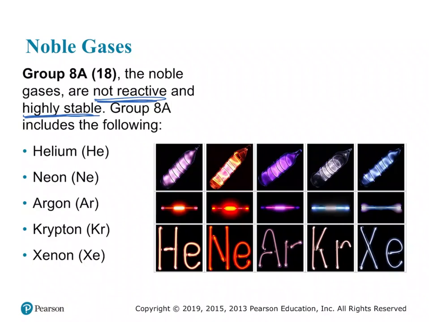So, if you've ever seen a neon sign, that's a noble gas. You'll also notice that they each have different colors that they exhibit when you add energy to them. So helium's kind of a yellowy, pinky color, neon's sort of a pinkish orange, argon's purple, krypton's kind of a white blue, and so is xenon.